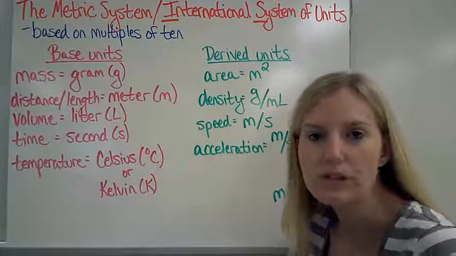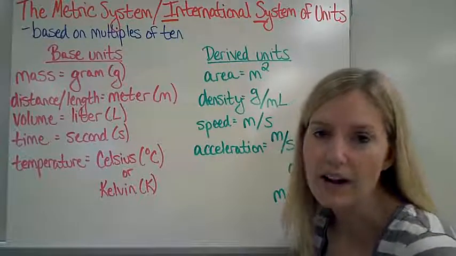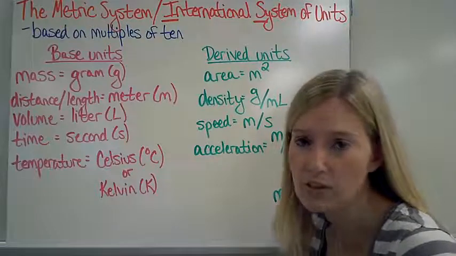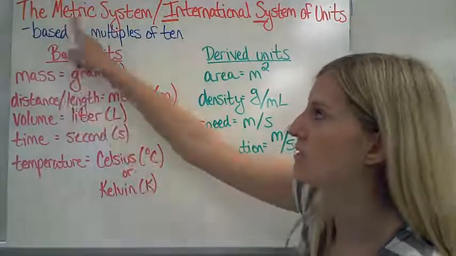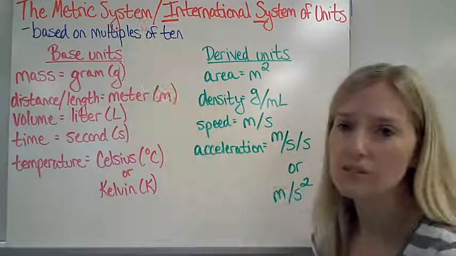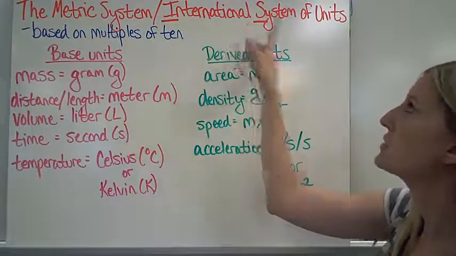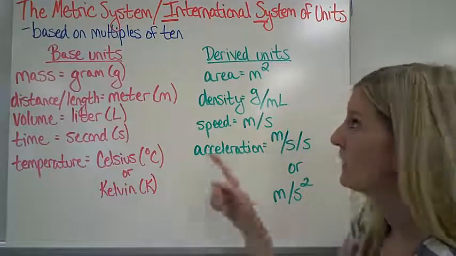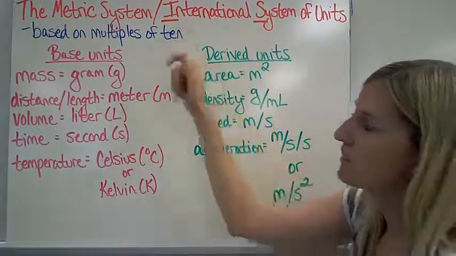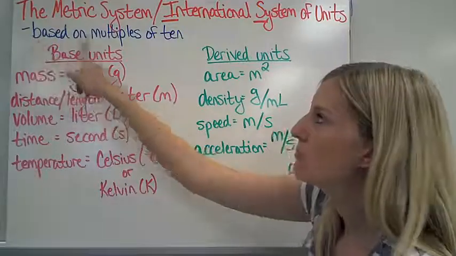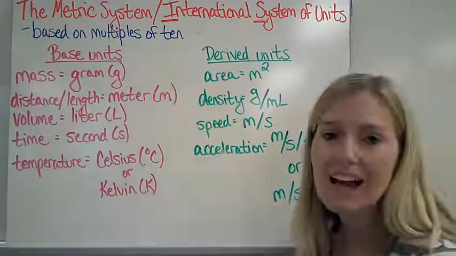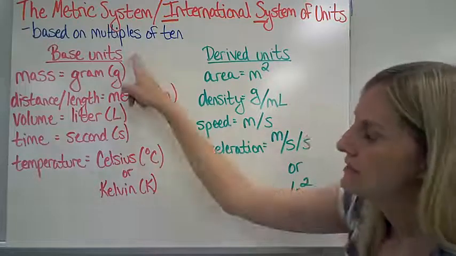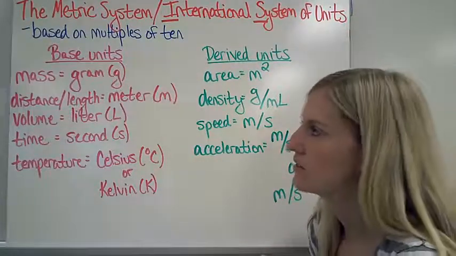In science, we don't use the units that we use in our everyday lives, like inches or pounds or miles, for example. We use metric system units. The metric system is also known as the International System of Units. We also call these SI units. SI. These are going to be based on multiples of 10, which makes it a lot easier to convert from one to another. We use base units in this system.